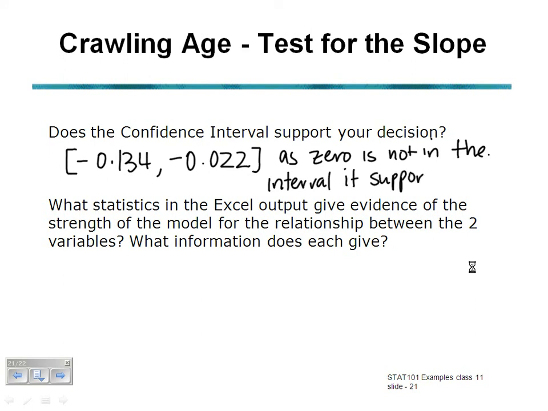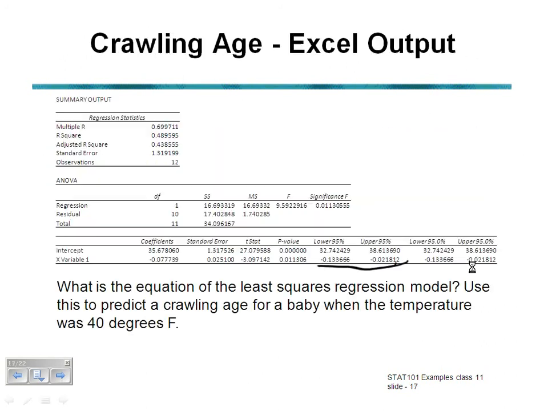What other statistics in the Excel output give evidence of the strength of the model for the relationship between the two variables? What information does each give? Taking a look at the Excel output again, we're looking at the correlation and the coefficient of determination. If we look at the correlation first, Excel calls that multiple R. Our correlation coefficient, 0.699, 0.7 to 1 decimal place.